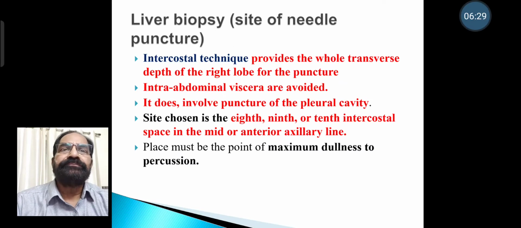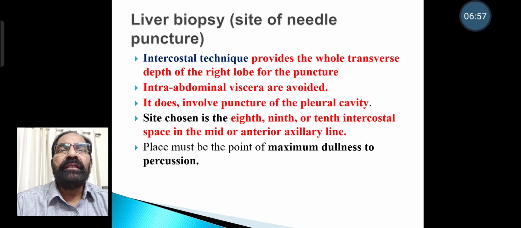Liver biopsy. Intercostal technique provides the whole transverse depth of right lobe for the puncture. Intra-abdominal viscera are avoided. It does involve puncture of the pleural cavity. The site chosen is 8th, 9th and 10th intercostal space in the mid and anterior axillary line.